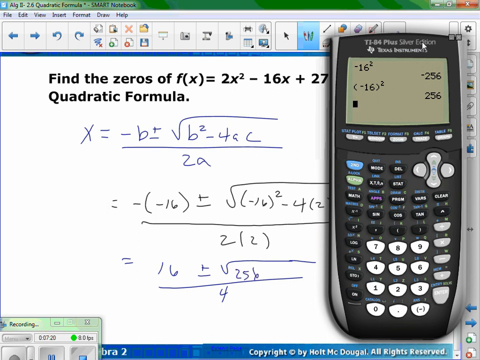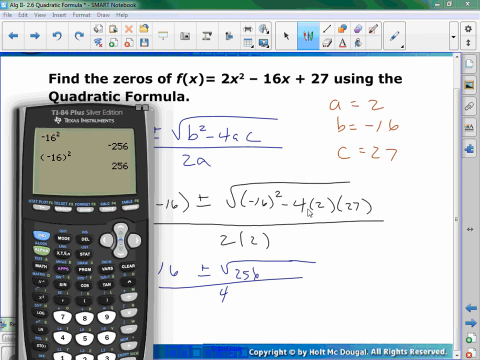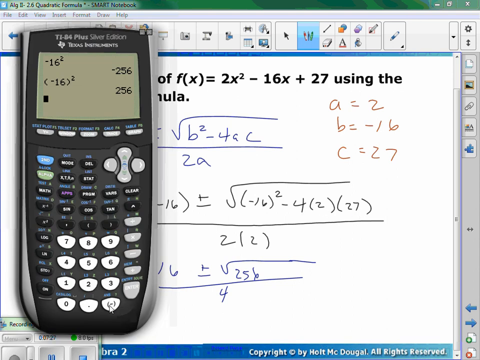256. All right. Negative 4 times 2 times 27. Negative 2, 4, 27. Doesn't matter if I make it negative 2 or negative 4. The signs are going to be the same. But I'll fix it. Negative 2, 16.